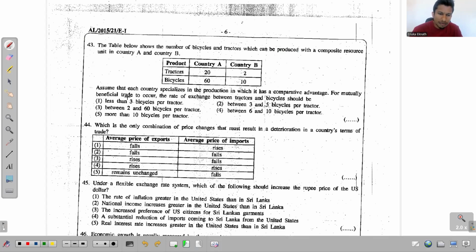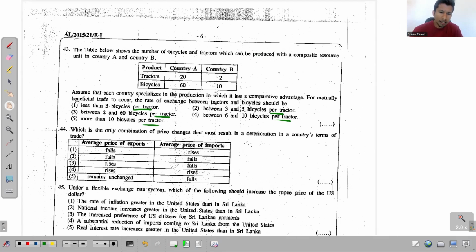For mutually beneficial trade to occur, the rate of exchange between tractors and bicycles should be. Yeah, so by looking at all these given options, you can understand that they have calculated the number of bicycles per tractor, right? So in all the options, that's how we get the answers. Per tractor, the number of bicycles per tractor.